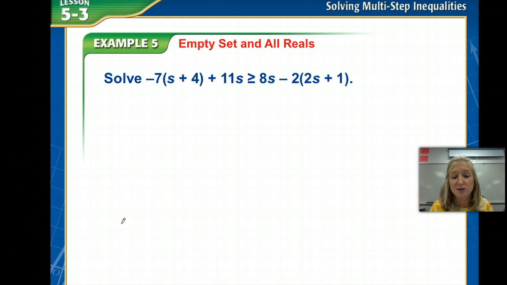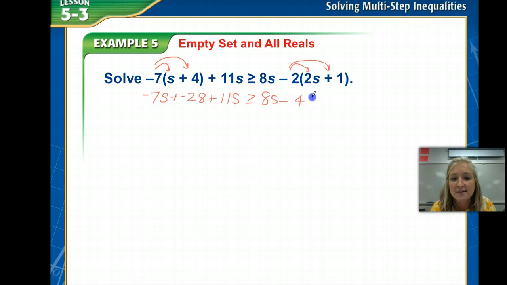This looks like a very large problem, and let's figure out what our solution is. I'm going to start by distributing here and distributing here. So I have negative 7s plus negative 28 plus 11s is greater than or equal to 8s minus 4s minus 2. Okay, now it looks like I have some similar terms on both sides that I need to combine before I move anything from left to right.